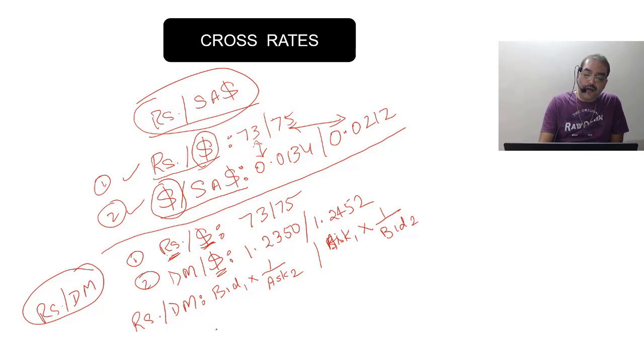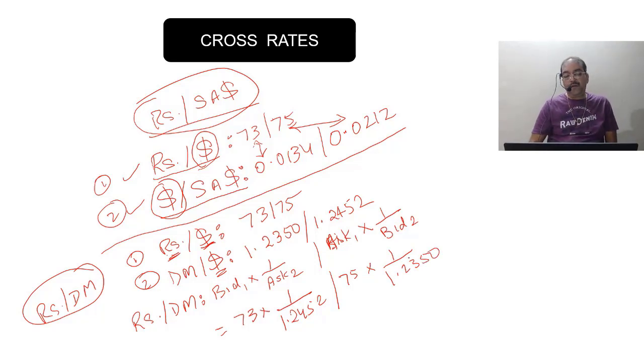So what will it look like? It will be bid of the first, 73, into reciprocal of the ask, 1 upon 1.2452, by ask of the first, 75, into 1 upon the reciprocal of this, 1.2350. So it goes cross: bid of the first into reciprocal of the ask of the second, ask of the first into reciprocal of the bid of the second.